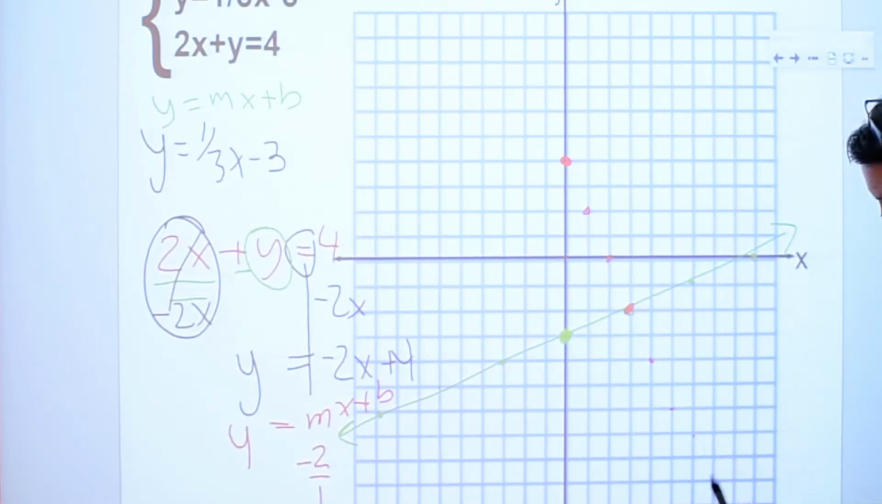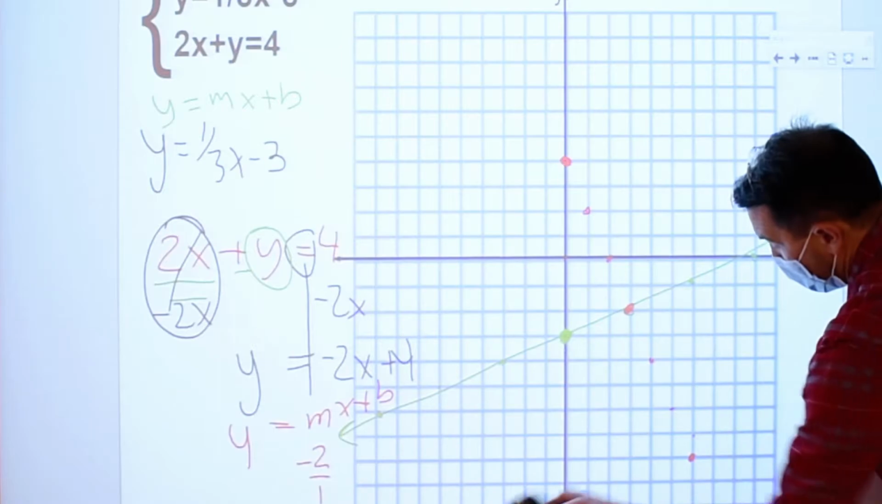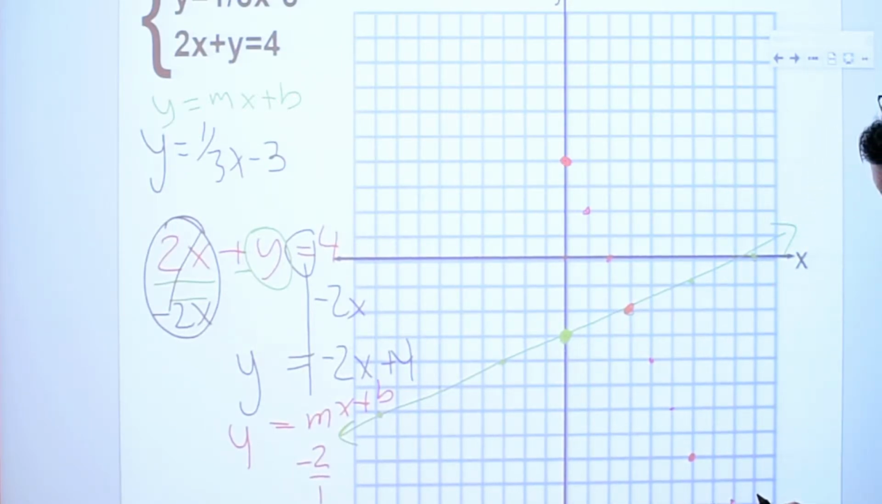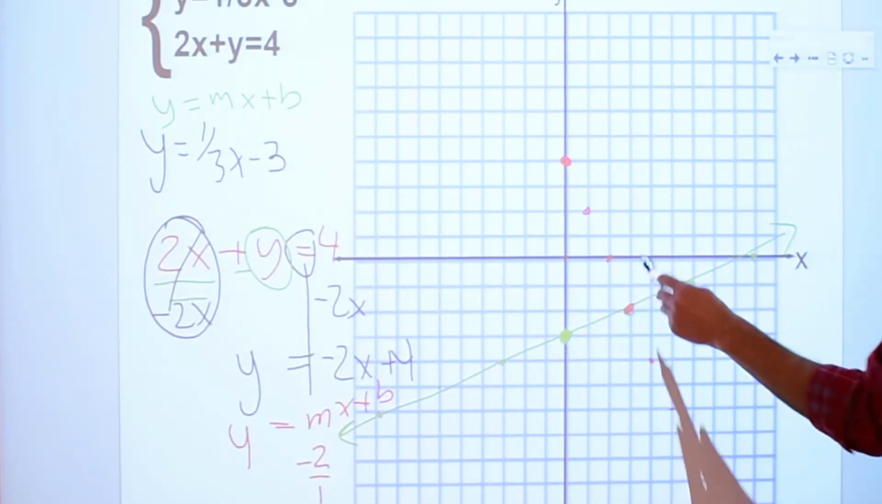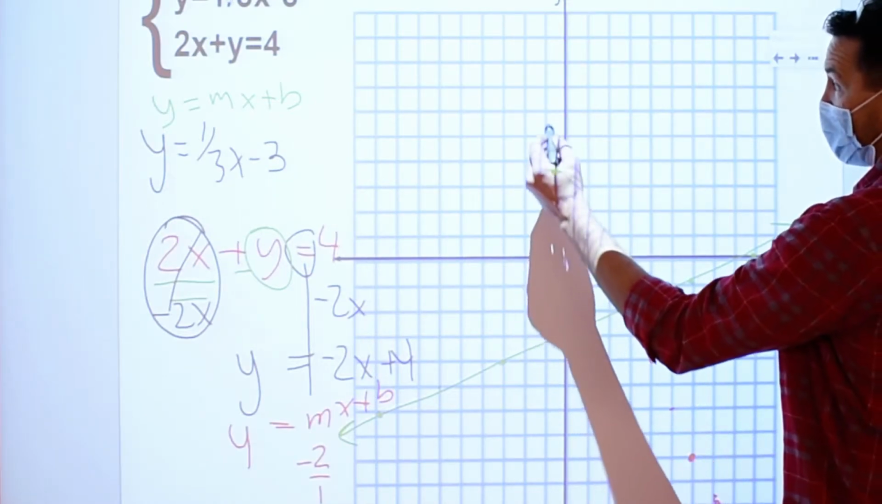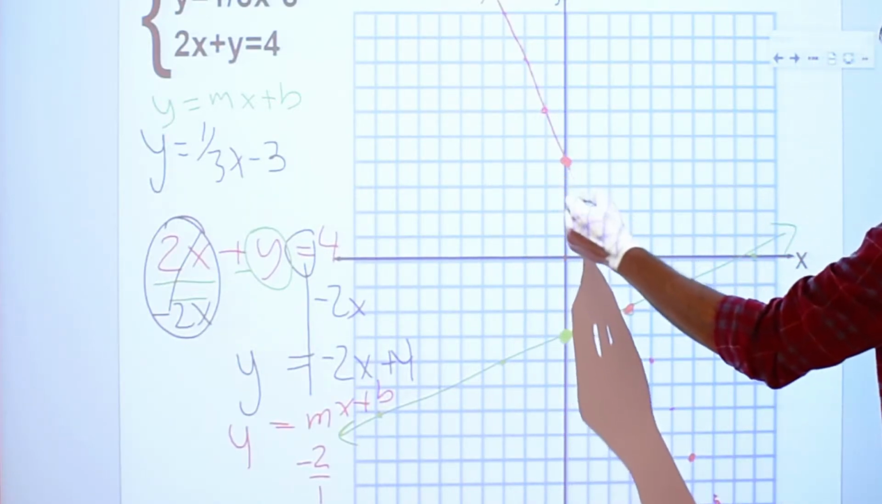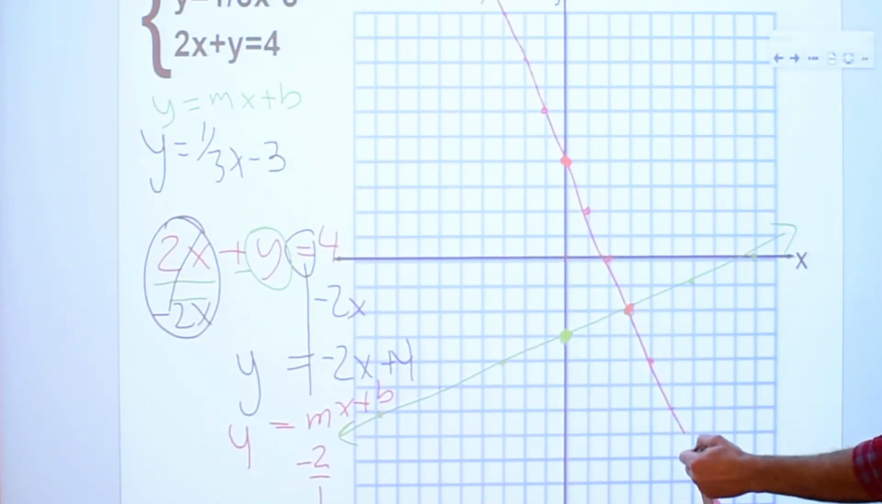And I know some people get lazy. Oops, messed up right there. I know some people get lazy and stop where it intersects, but I want to see the nice graph of this. The opposite of this is negative 1, up 2. And now I have the lines. I have arrows to show that it goes on forever in both directions.